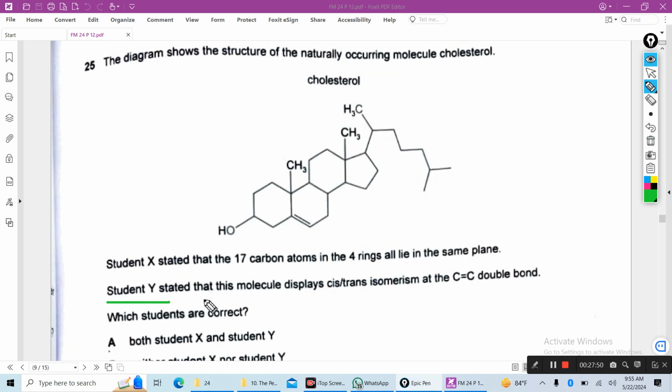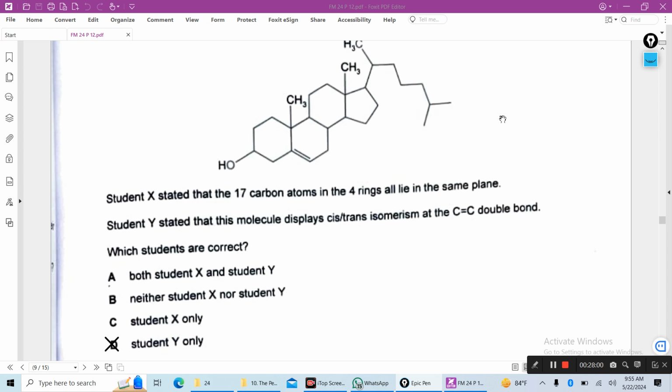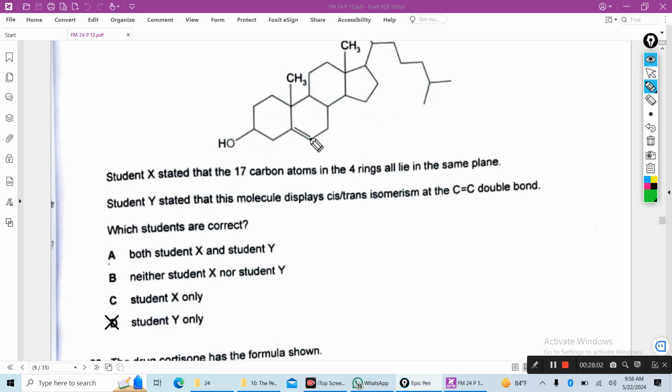Student Y stated that this molecule displays cis-trans isomerism at the carbon-carbon double bond. Student Y is correct, as here there is 1 hydrogen, a CH2 different group here, and a CH2 different group here. So it will show geometric isomerism, cis and trans.